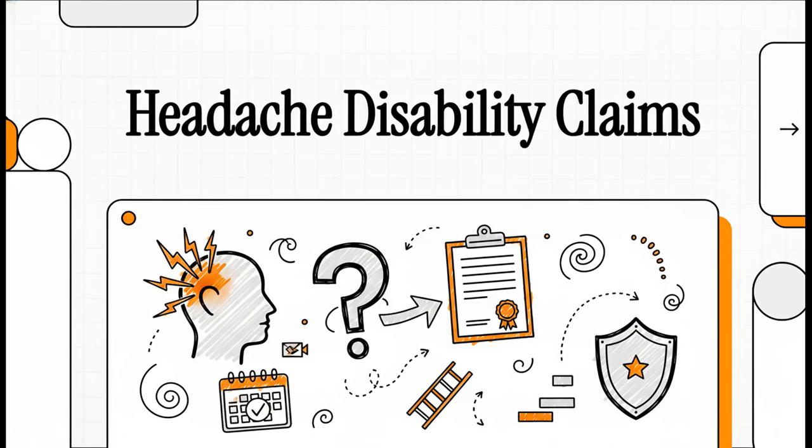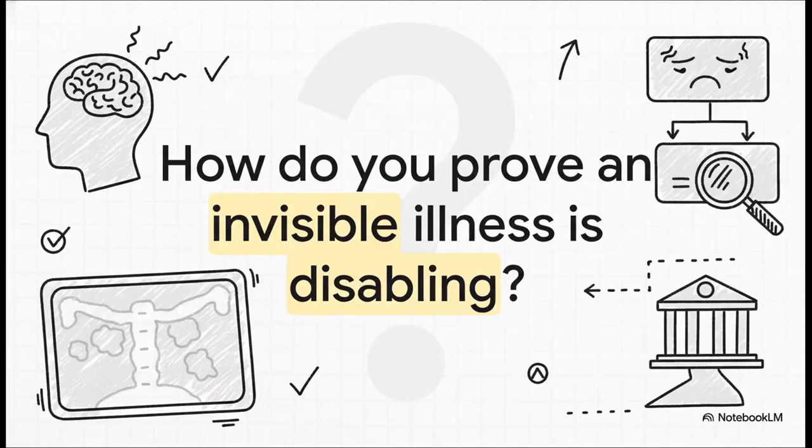If you suffer from absolutely debilitating headaches, you already know how maddening it is trying to explain an illness that nobody can see. So today, we're going to break down the surprisingly specific, kinda complicated rules for actually getting a Social Security disability claim for headaches approved. Let's dive right in. So how do you prove an invisible illness is disabling?